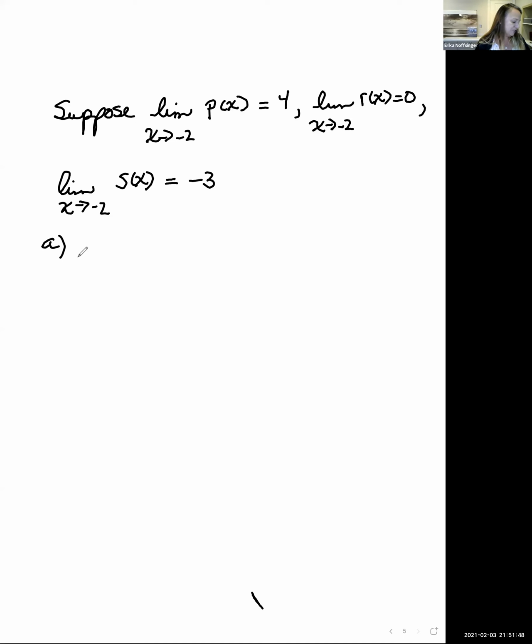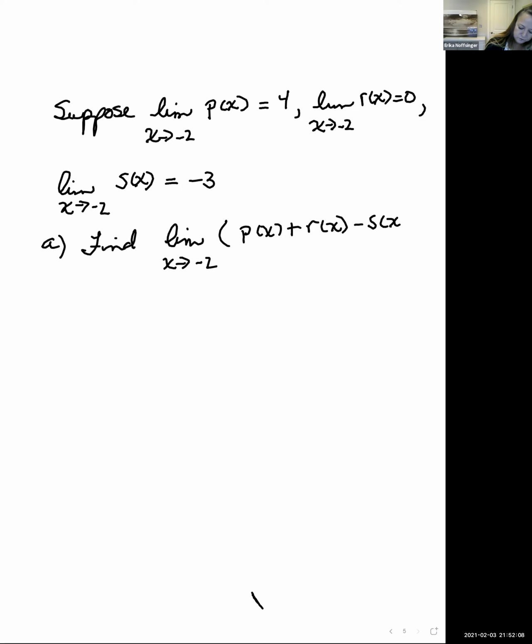So given that information, they want us to find the limit as x approaches, this one isn't too bad, -2 of the following: p of x plus r of x, let's say minus s of x. So here's a case where just knowing your rules of limits, it's not too bad, and it's already given you the information to work with. This is something like if we didn't have much time on an exam, I could give you things like this, and it shows me that you have an understanding of what we're doing.